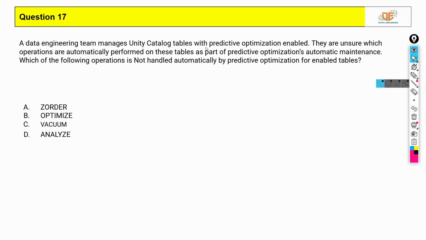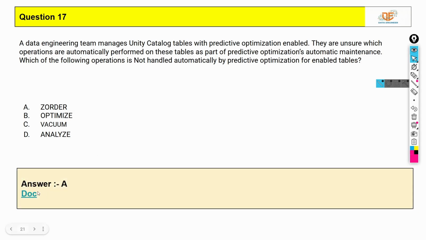A data engineer uses Unity Catalog with predictive optimization enabled. They want to be sure which operations are automatically performed on this table. So basically in this question they wanted predictive optimization to be automatic, but which functions does predictive optimization cover? Predictive optimization covers optimize, vacuum, and analyze. It should not include Z order. So the answer is going to be D.